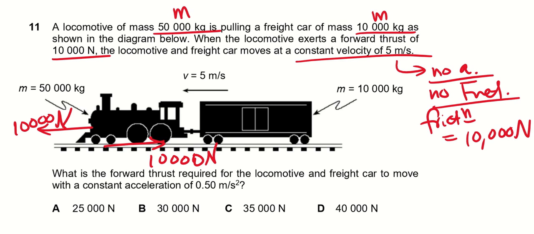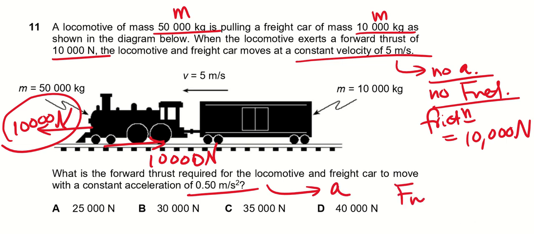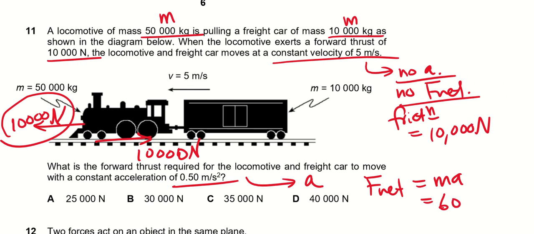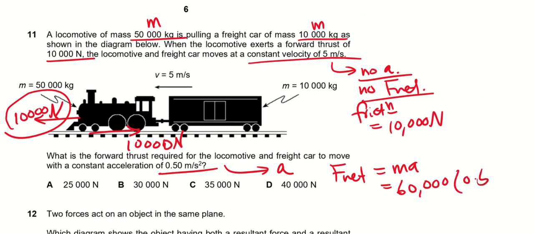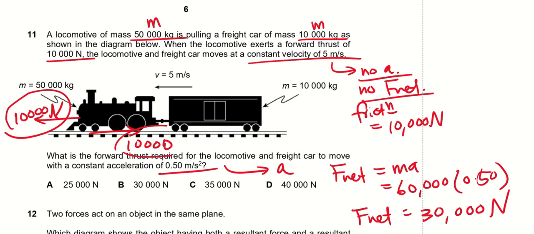Now, what is the forward thrust required? That means what is this force required if I now want it to move with a constant acceleration of 0.5? Now there's going to be acceleration. If there's going to be acceleration, F net equals ma, and I should use the total mass, because it is now considered as one whole body. The acceleration is 0.5. That means the F net is going to be 30,000 Newton. In order to have 30,000 Newton, I already have 10,000 Newton. Therefore, now I will need 40,000.